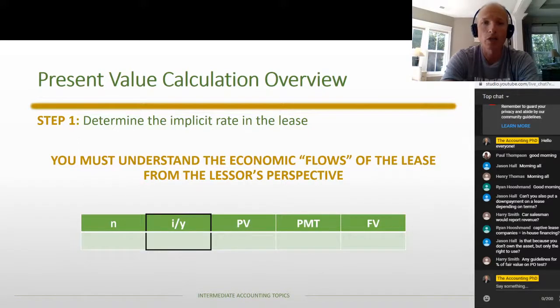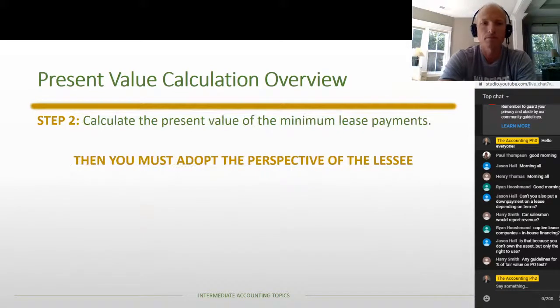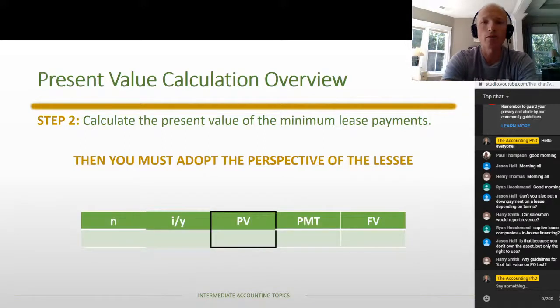So in other words, we now need to be able to determine the N, the PV, the payment, and the FV. And we're going to use the terms of the contract and other information to determine those items. After we're able to do that, then we calculate the present value of the minimum lease payments. Now you've calculated the discount rate, then you flip from the lessor's perspective to the lessee's perspective. And now we're going to be solving for the present value of the minimum lease payments.